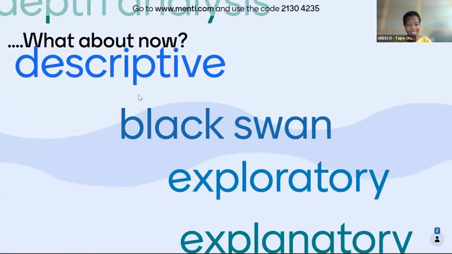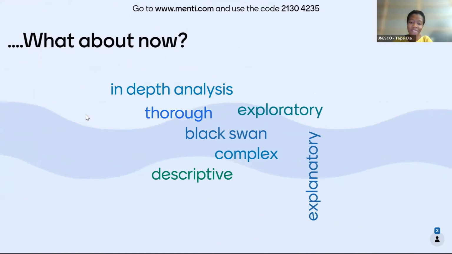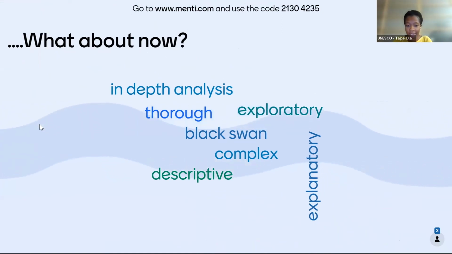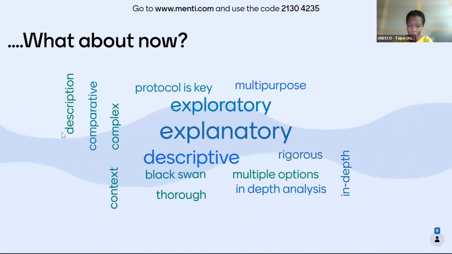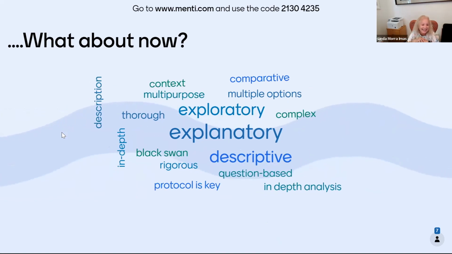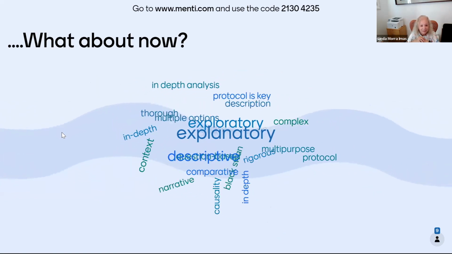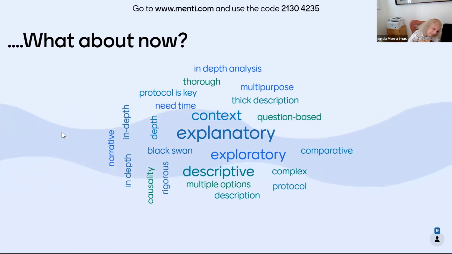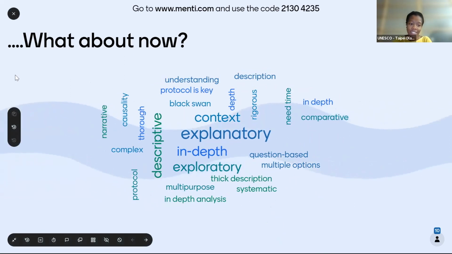Black swan. Interesting. Okay, we see in-depth has come back. We have some of the keywords that were mentioned, the types of case studies: explanatory, exploratory, descriptive. Good. Context. I like that one. In-depth, descriptive. Protocol. It's interesting. So we see some of the words have come back, but there are also quite a number of new words. Where is triangulation?